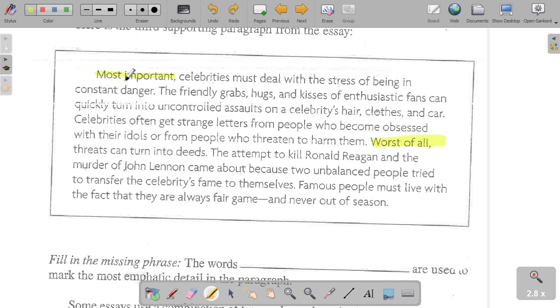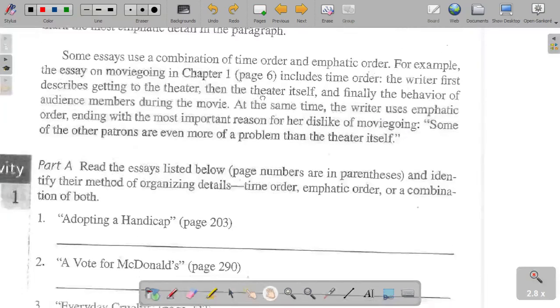So we have two transitions, the most important and the worst of all, that show us that this is kind of the pinnacle of the essay. This is the strongest point, and this is the one they're going to want you to remember. So I think those are very strong.